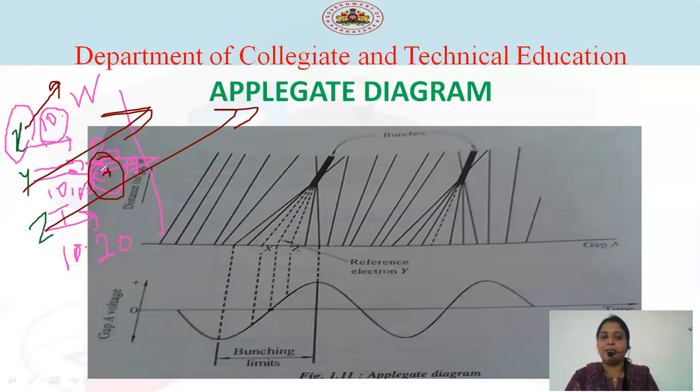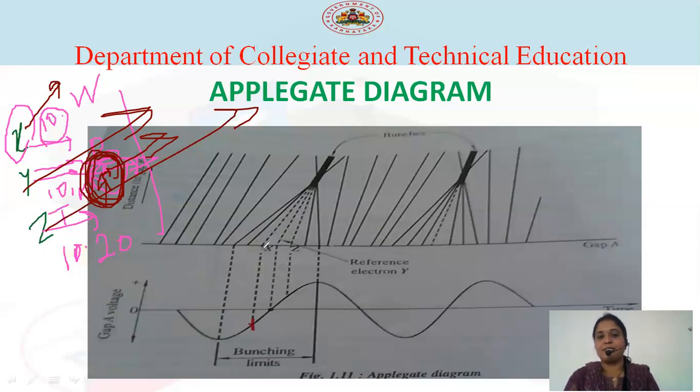Therefore, all of them will meet, and when all of them meet, they form the bunch here. During this bunching process, the higher velocity electrons will give their energy to the lower velocity electrons, and they will move with one average velocity.